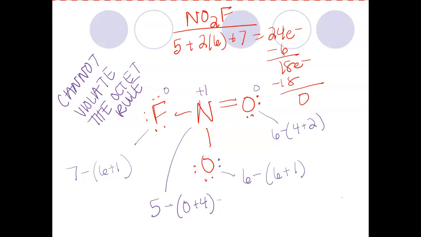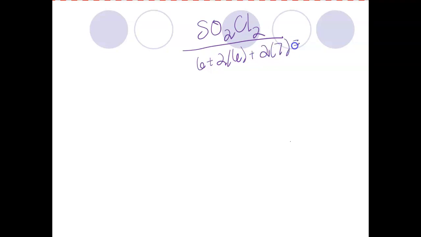I want us to do SO2Cl2. So the total number of electrons is 32. The central atom is going to be sulfur. The way you put the oxygens and the chlorines does not matter as long as they're all there.